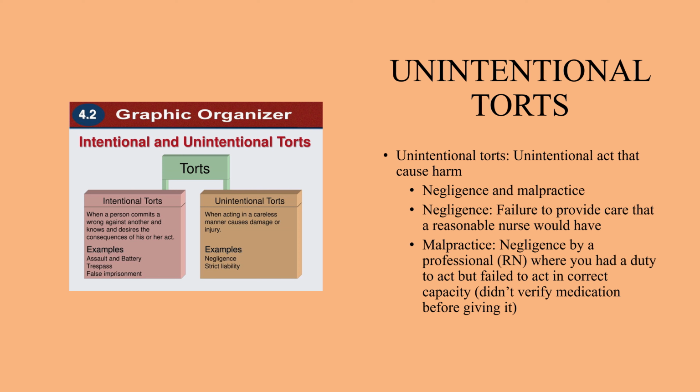So you can be charged with malpractice where you had a duty to act but failed to act in the correct capacity. So let's say you unfortunately overdosed a patient or gave the patient the wrong medication and the patient had a negative outcome. Even if the patient didn't have a negative outcome, you could still be charged with malpractice because you did not act in the correct capacity. You did not verify the medication, the patient, the route, the dosage, all of your 6 rights that you're supposed to look for before giving a medication.